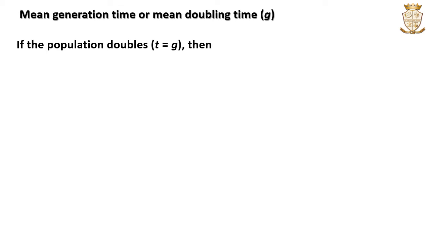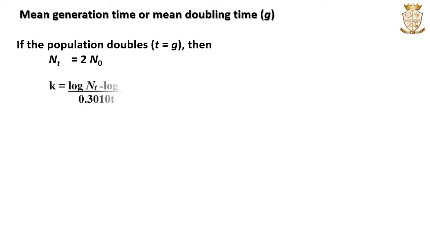Now we will discuss the mean generation time or mean doubling time, which is denoted as G. If the population doubles by taking a time t, then this time period t will be equal to G, that is the generation time or the mean doubling time. Then the population at time t is equal to 2n0, that is double the initial population size. So if a population doubles, then nt is equal to 2 multiplied by n0.